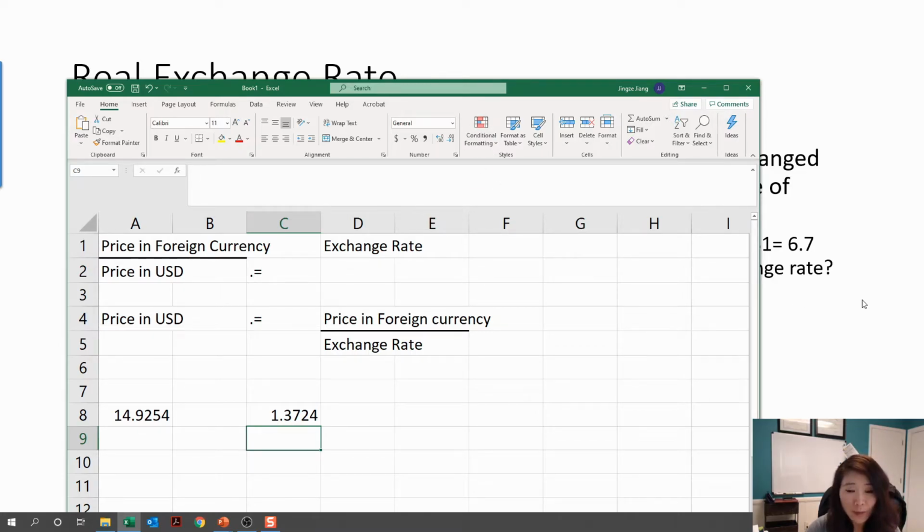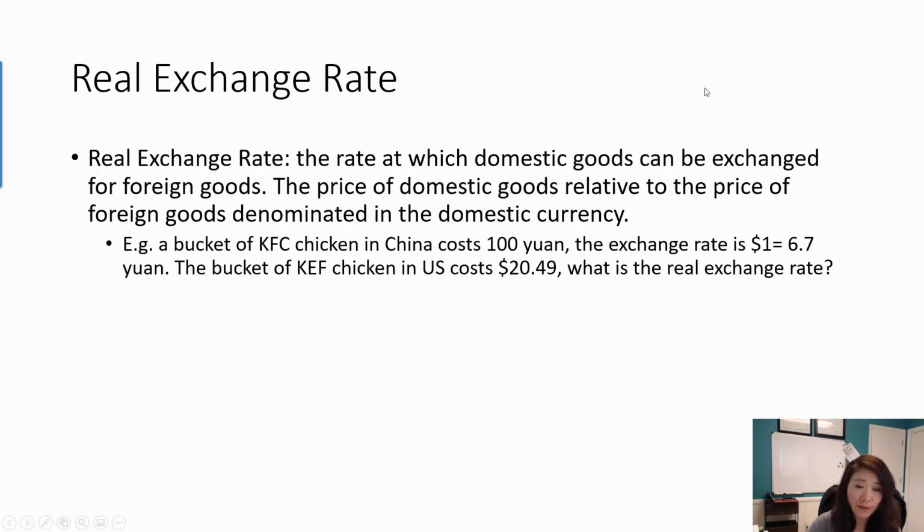One thing I want to emphasize is that when you go to the bank to convert your US dollars to other foreign currencies, that exchange rate is not the real exchange rate. That's just the exchange rate. To get the real exchange rate, this is the method we should use to calculate it. Usually the bank won't show you the real exchange rate because it depends on the items.